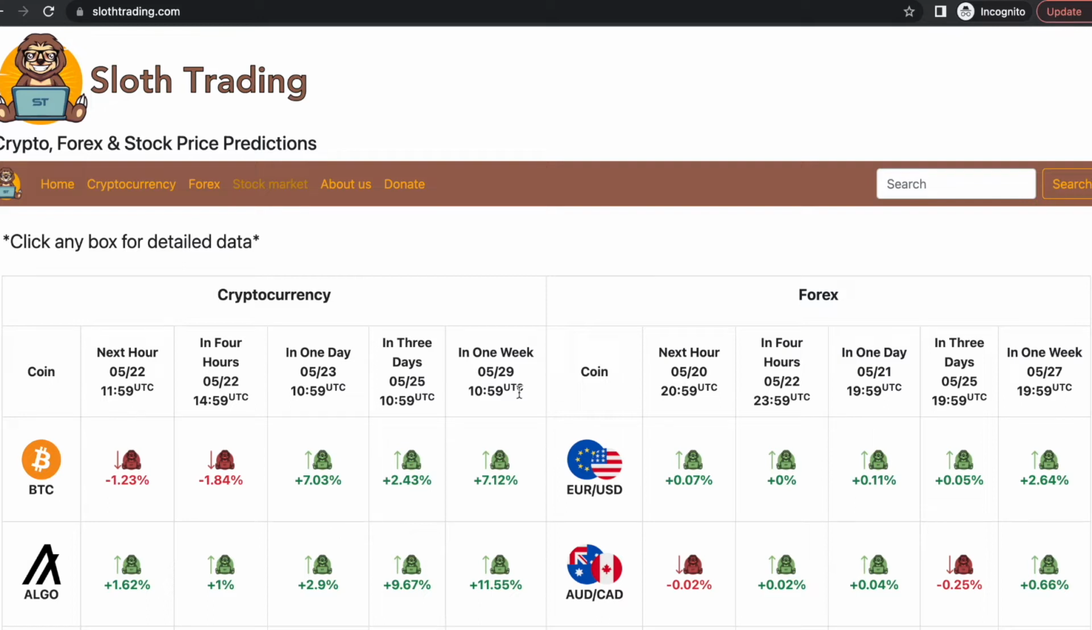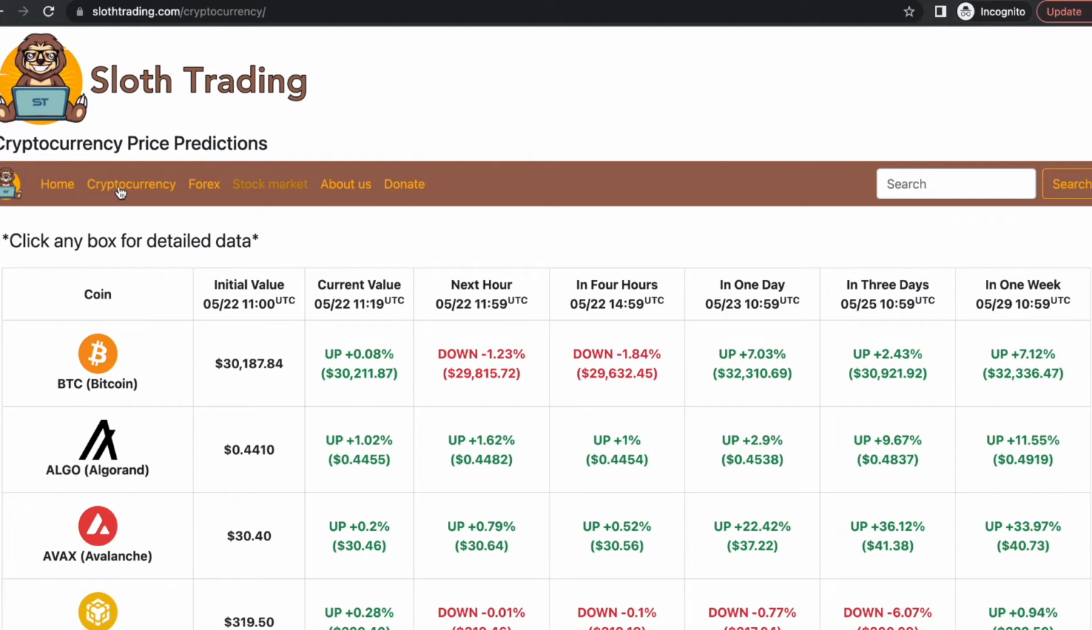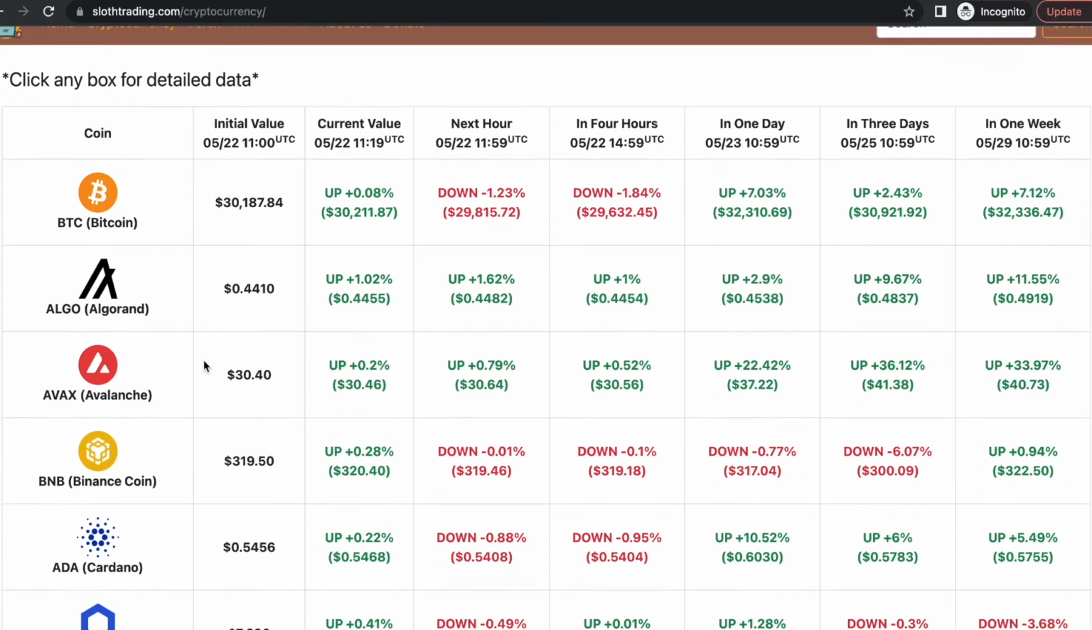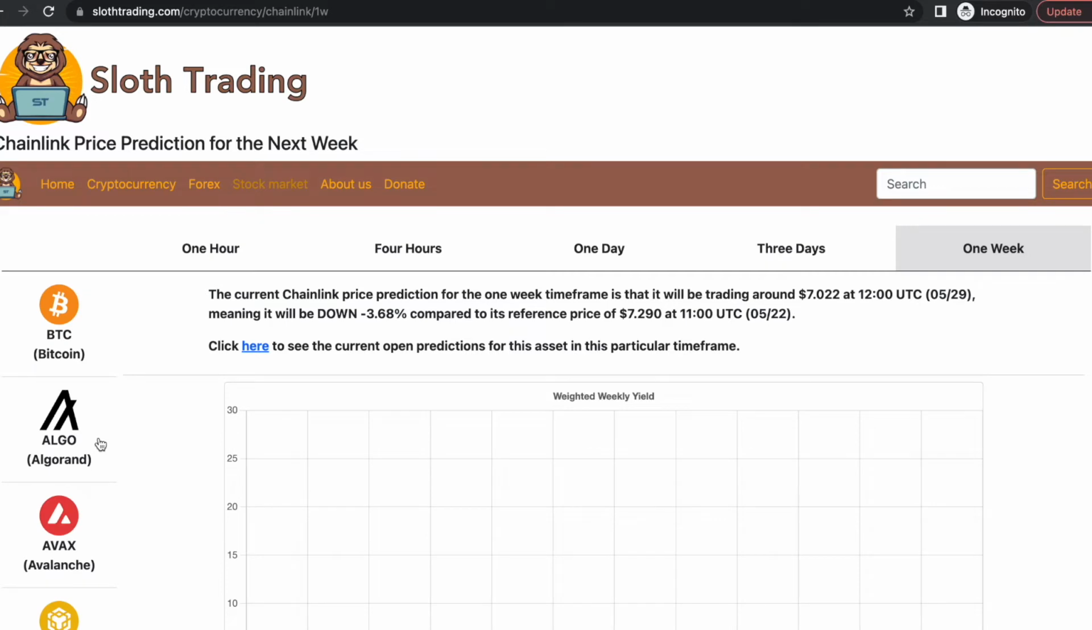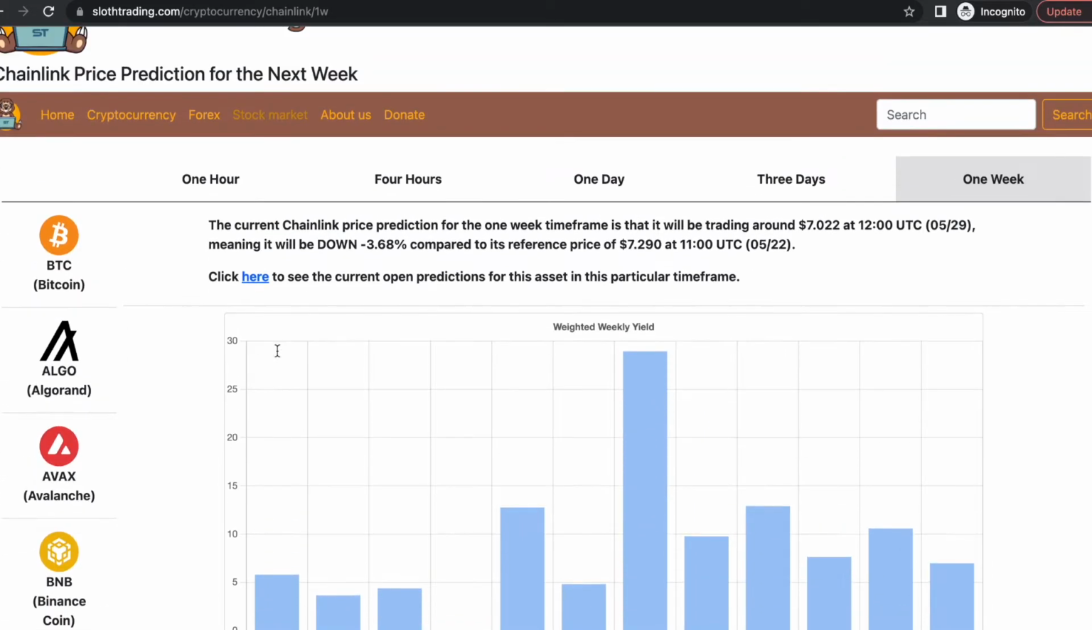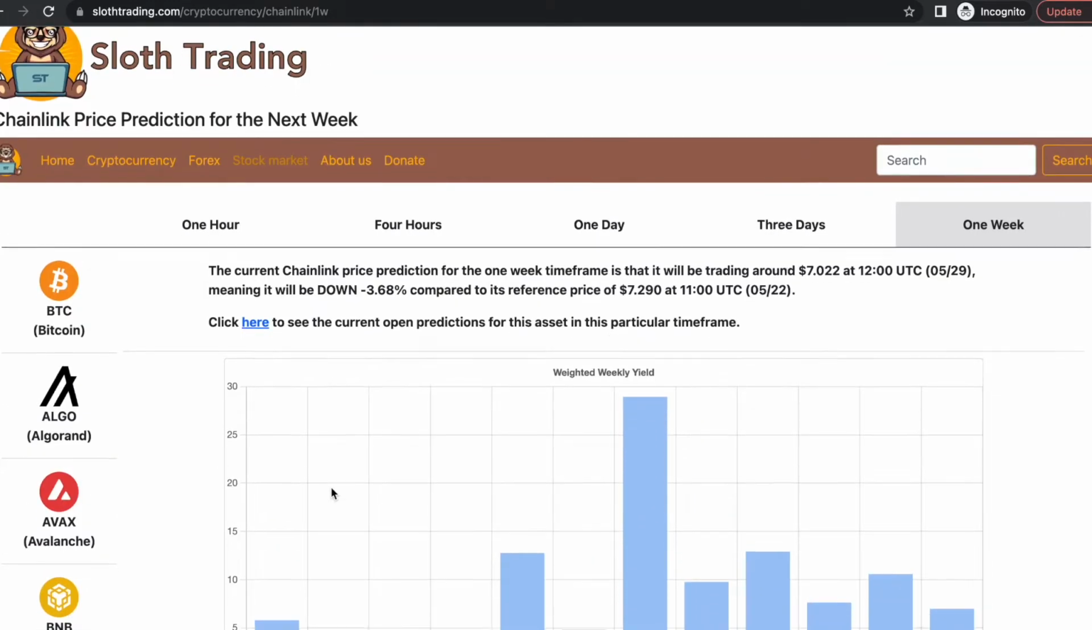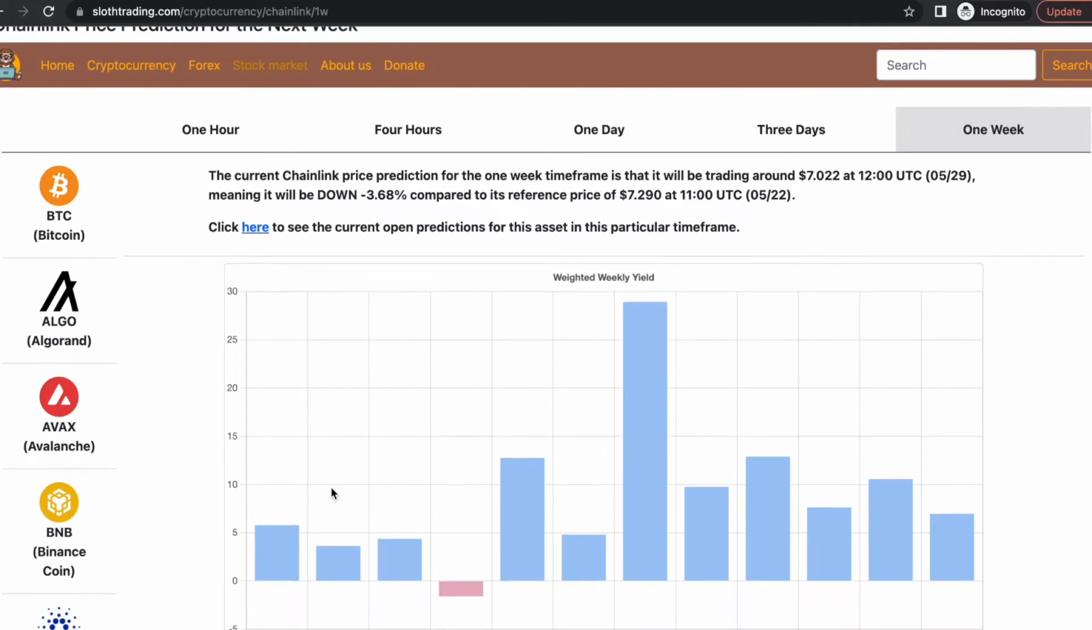The reason I said in the title that we have developed a somewhat profitable trading algorithm is that if you go to, for example, only cryptocurrencies and click on any asset, you can click on any box to see further detail. You will get to this page, where you are seeing the current price prediction for this specific asset, which is Chainlink, on a weekly basis.